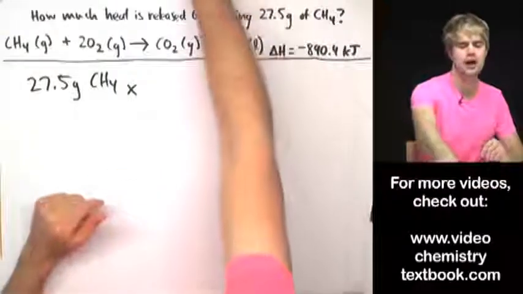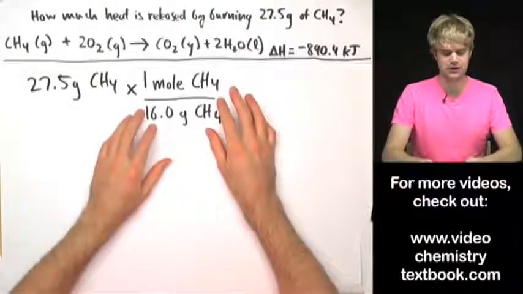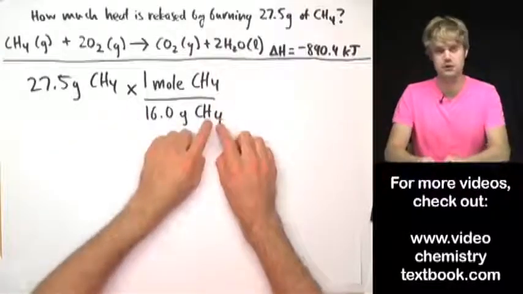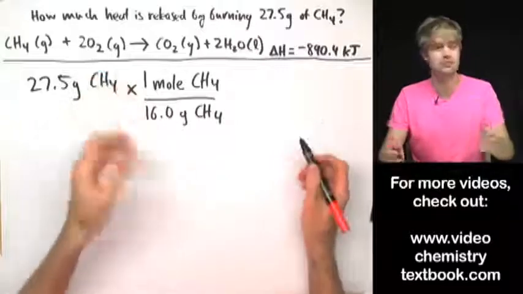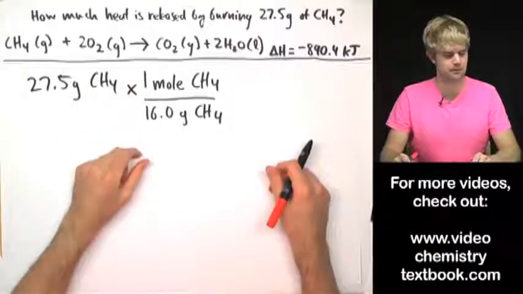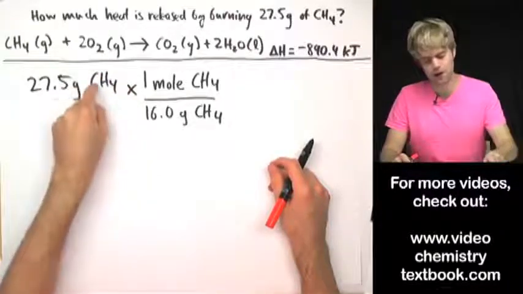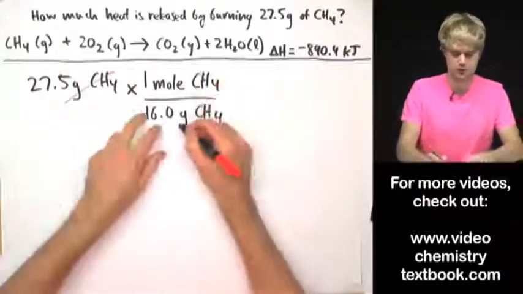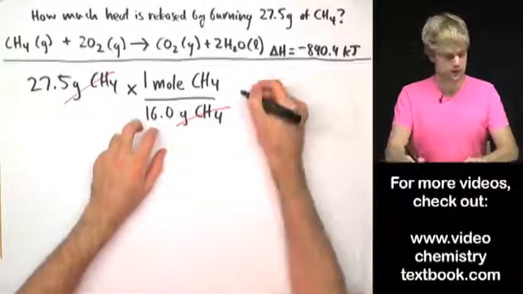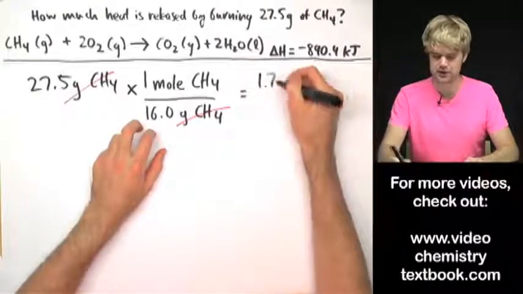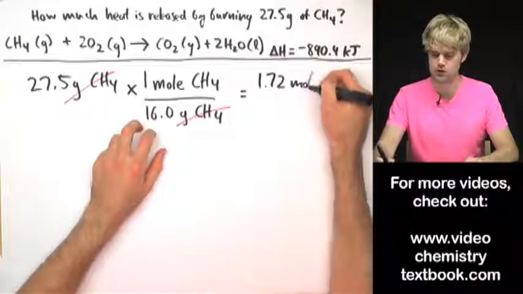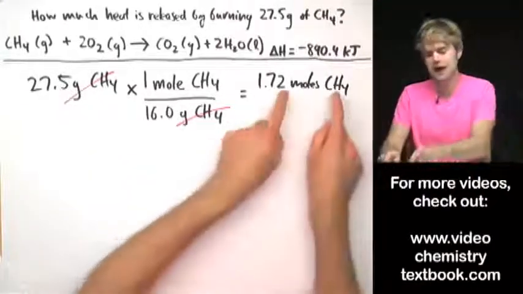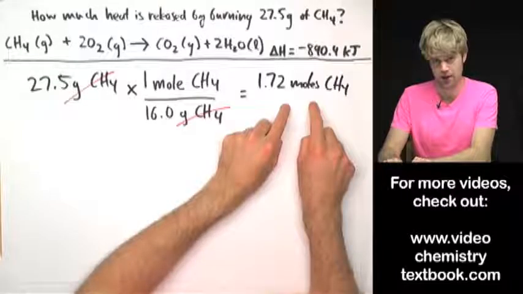Here's how I'm going to do it. I'm going to use a conversion factor that includes the molecular weight or the molar mass of CH4. I'm not going to talk much about moles here, but there are other videos on that topic. So I have grams CH4 up here and grams CH4 down here. They're top and bottom, which means they're going to cancel out. And when I do the math, I'm going to get 1.72 moles of CH4. So now I know how many moles of CH4 I have.